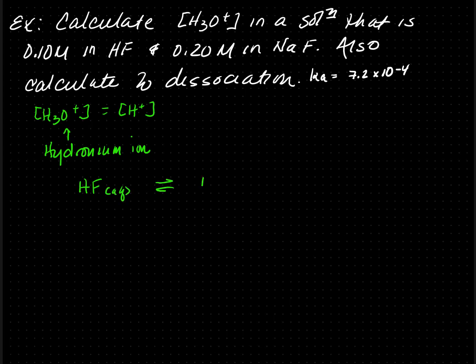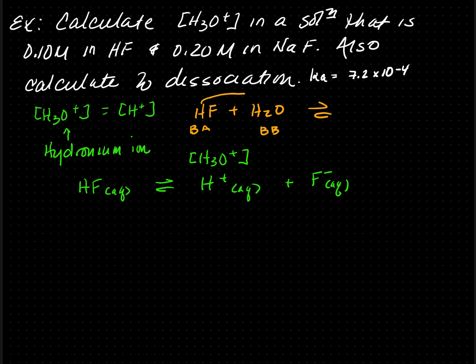Remember, weak acids do not dissociate 100%. H plus and F minus, aqueous. The H plus is the same thing as hydronium ion. You get H3O plus if you react HF with water. So here, the HF is your acid, or Bronsted-Lowry acid. Your water is the Bronsted-Lowry base. The HF will give a hydrogen to the water because acids give. This is how we get H3O plus, the hydronium ion, and we have F minus by itself.